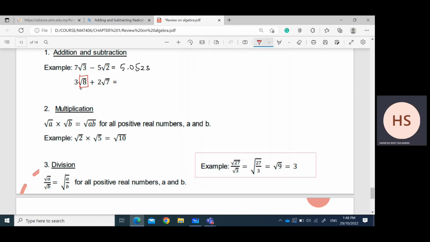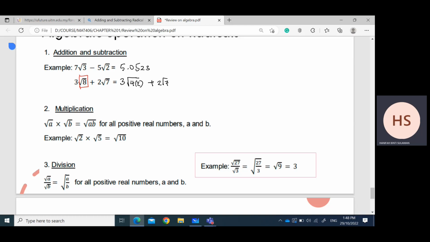square root of 8 we can simplify, and here we have 3 times square root of 4 times 2. Okay, square root of 4 times 2. 4 times 2 is 8. And then plus 2 square root of 7. So square root of 7, we cannot factorize it. So 7 is a prime number. Okay, so maknanya prime number adalah kita tak boleh nak faktorkan nombor tersebut dengan nombor-nombor yang lain. Okay, so for this one, since we have square root of 4 times 2, it is also equivalent to 3 square root of 4 times square root of 2 and then plus 2 square root of 7.